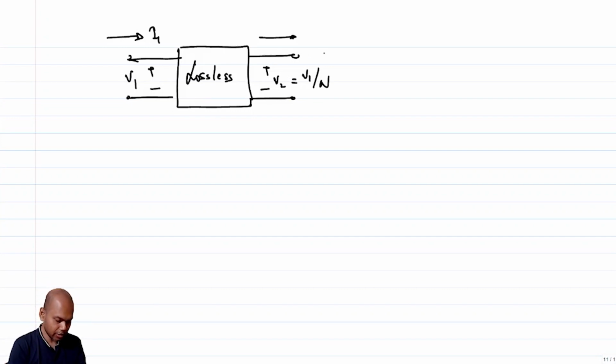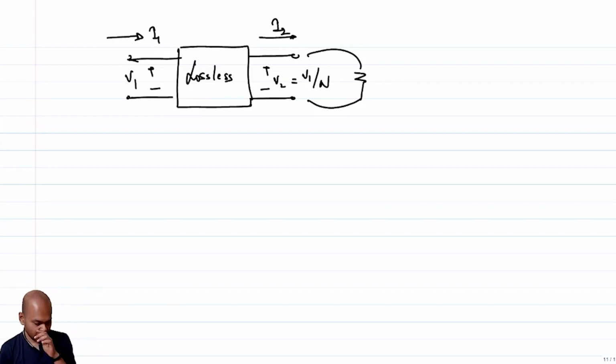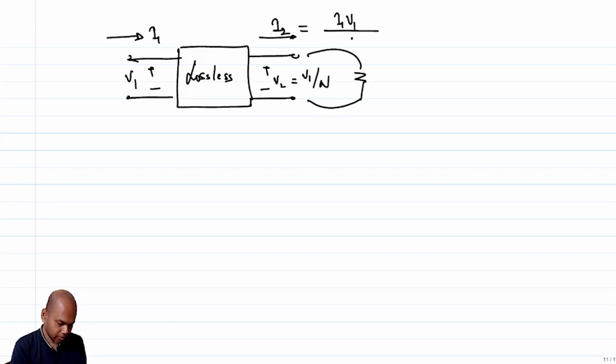I mean, obviously some load is connected. Without that load connected, nothing is going to happen. What do you think this current I2 will be? How do I know what this I2 will be? Because this network inside is lossless, I know that I1 V1 has to be equal to I2 V2. So this I2 will naturally be I1 V1 divided by V1 over N, which means multiplied by N, which means I1 times N.